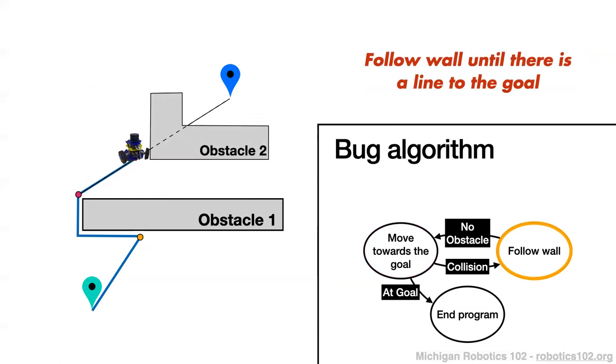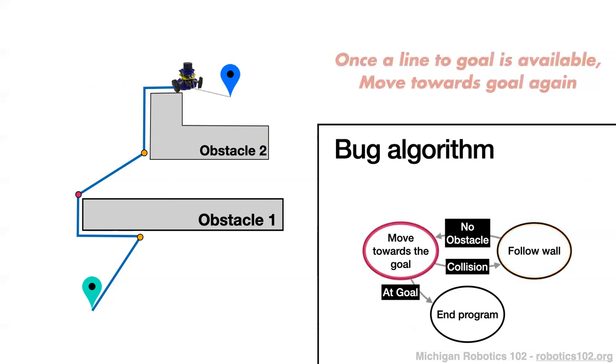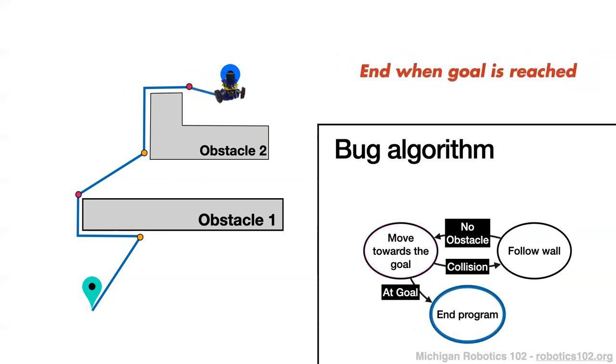Once we do this, we continue going until we hit another obstacle that could come in our way. Then we wall follow again, dropping another hit point, and move around this obstacle until we have another clear path to the goal. Once that's done, we drop a leave point, just something that we note, and then we can move towards the goal. And then we end when the goal is reached.